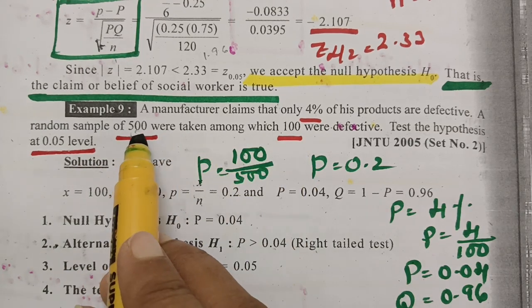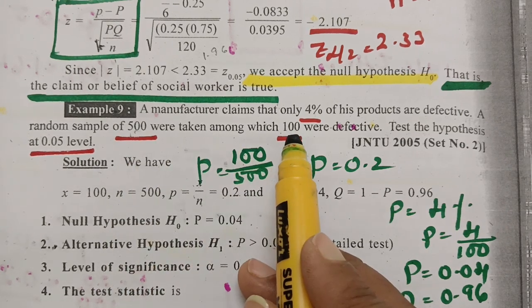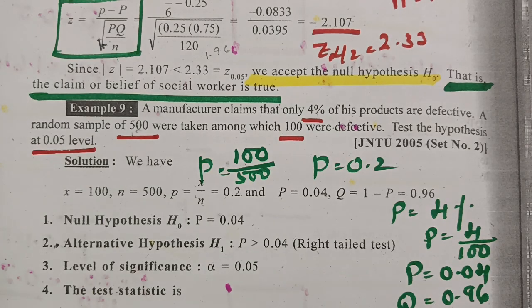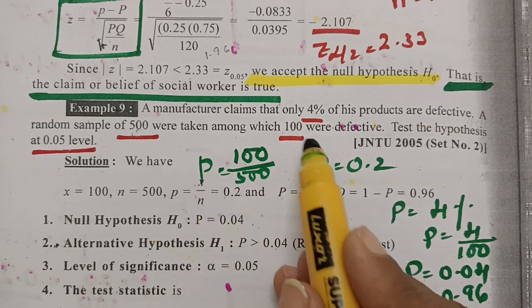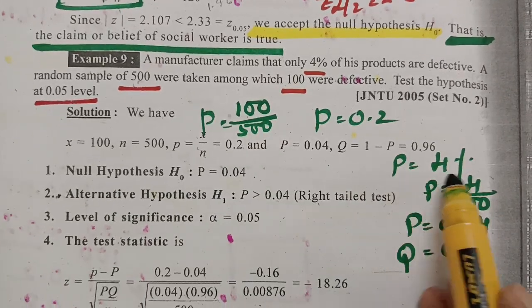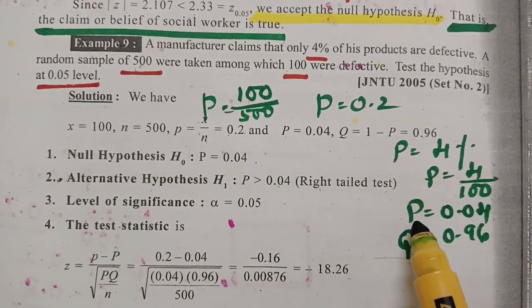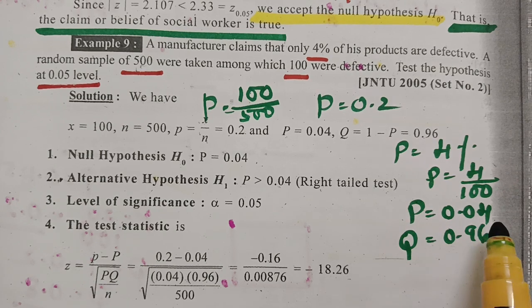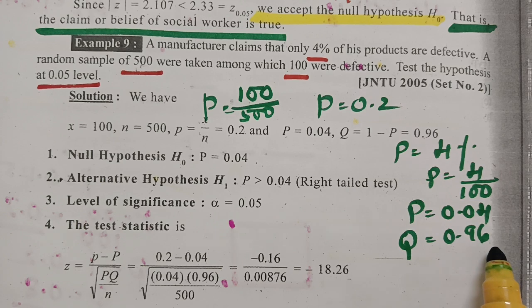Here, n is equal to 500 and x is equal to 100. Test the hypothesis at 0.05 level of significance. So here, as usual, small p is equal to 100 by 500, which is equal to 0.2, and capital P is equal to 4%, that is 4 by 100. Capital P is equal to 0.04, capital Q is equal to 1 minus 0.04, which is equal to 0.96.